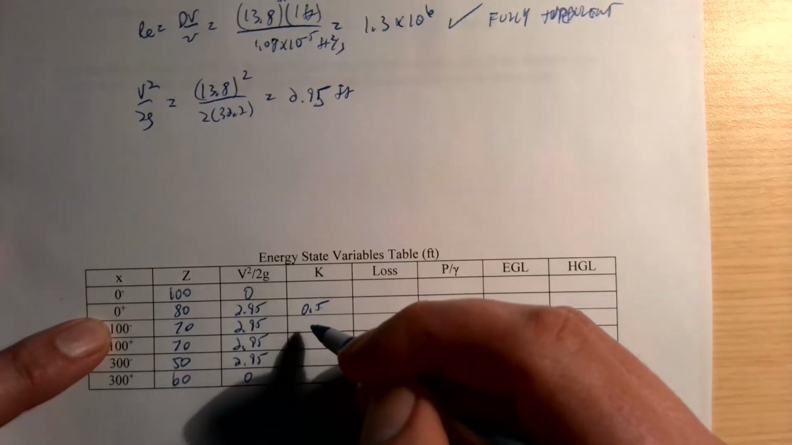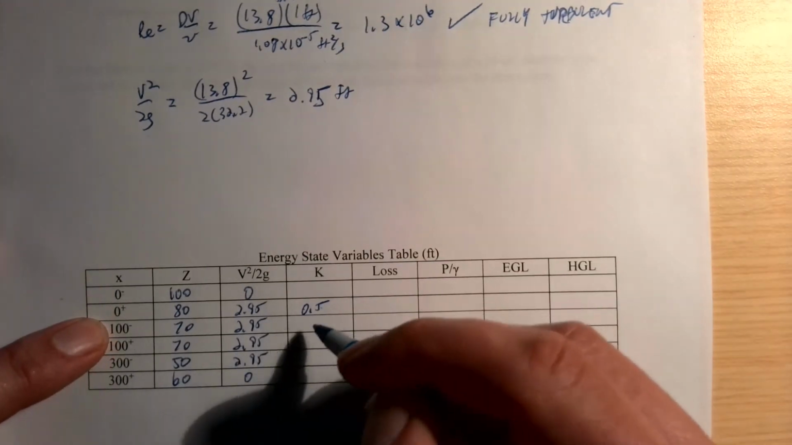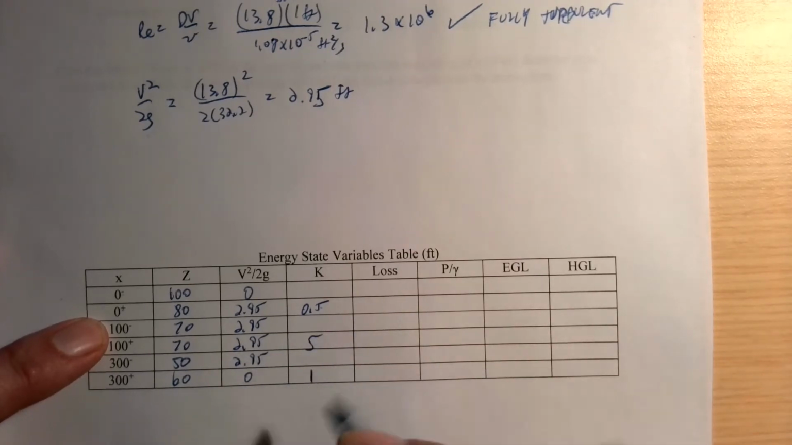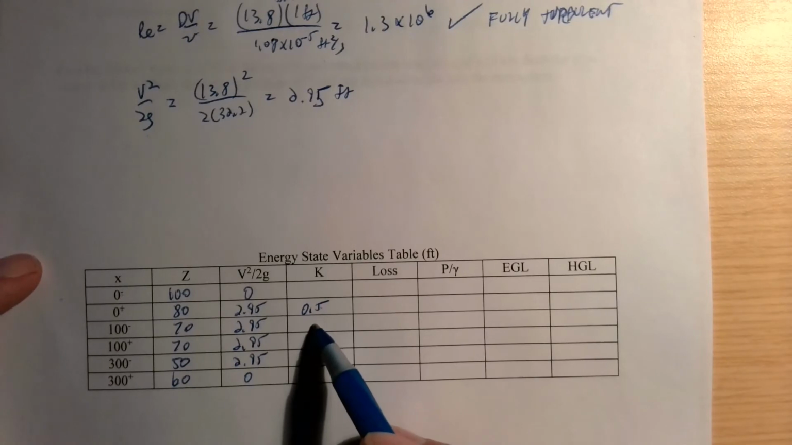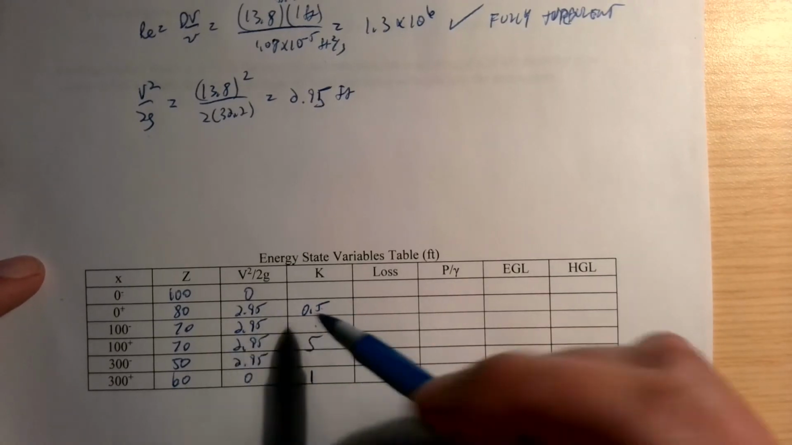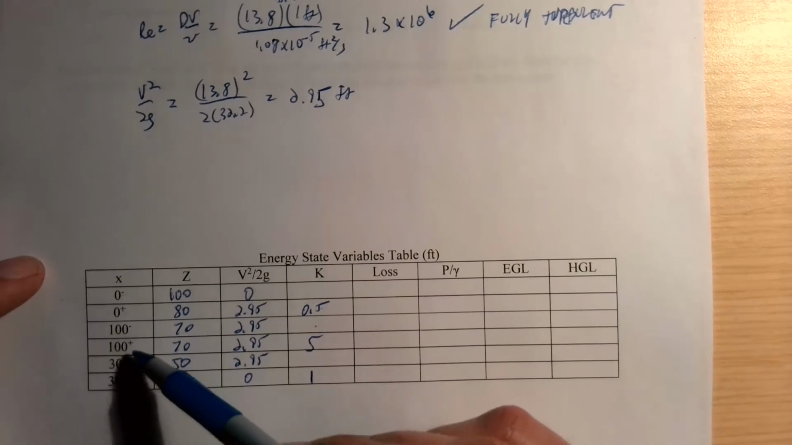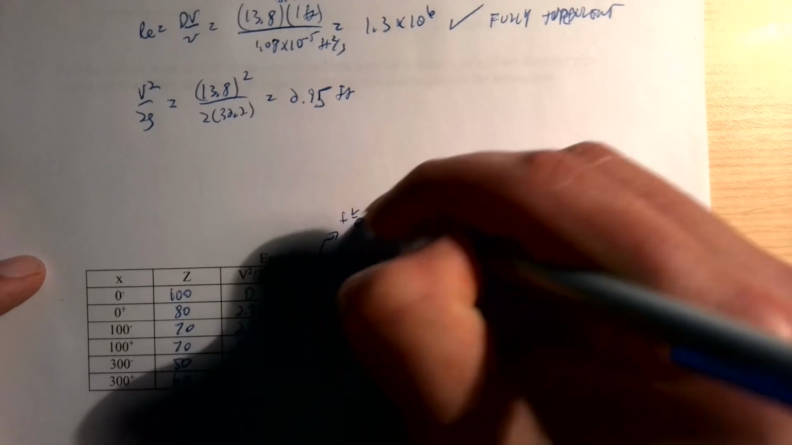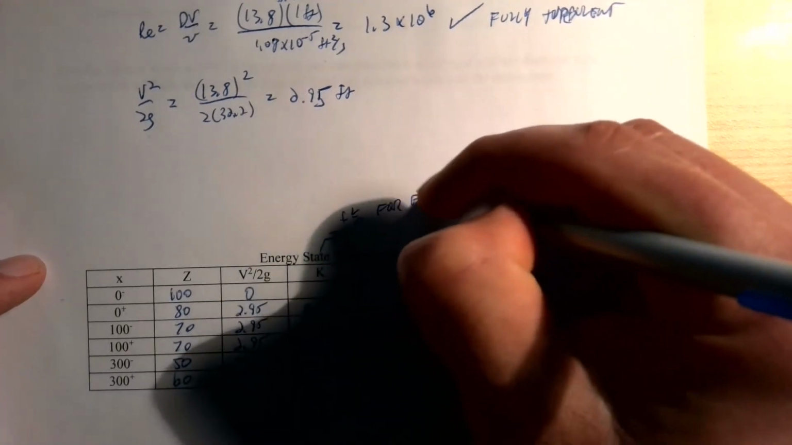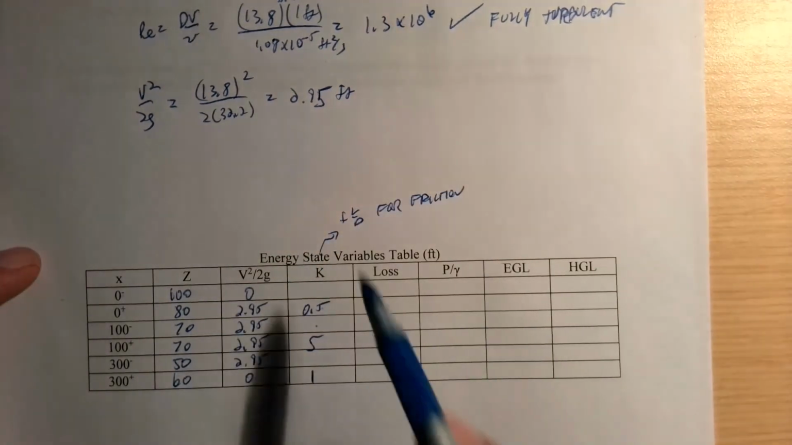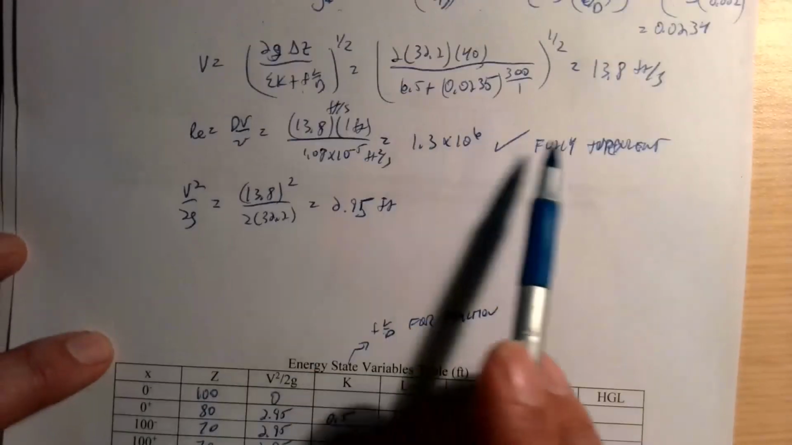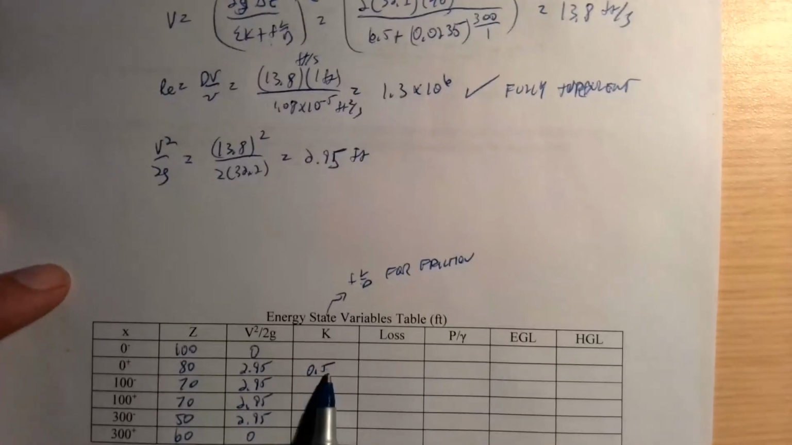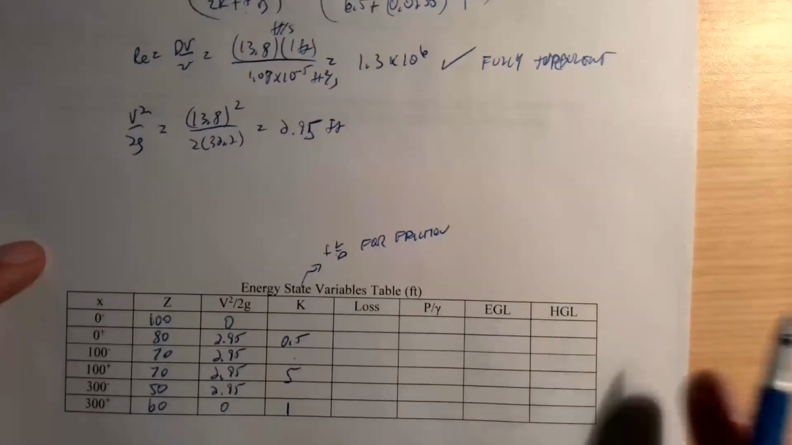And then down here it's going to be 5 for this valve, and then there's going to be a 1 at the end. In between, I've got friction losses. So between 0 and 100 and between 1 and 300 I have friction losses. So FL over D for friction. I need to calculate that. I know my F is 0.0235, that I got up there. And then my L for this little section is 100.